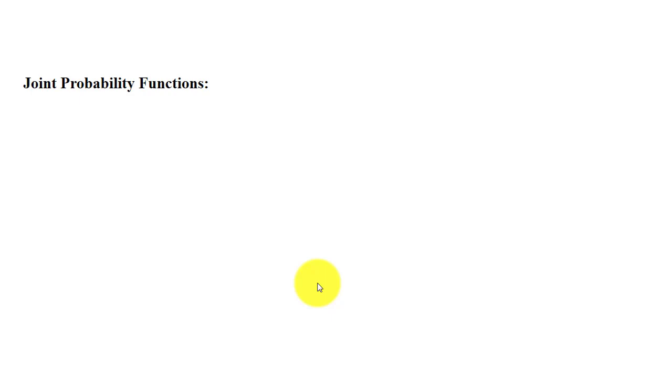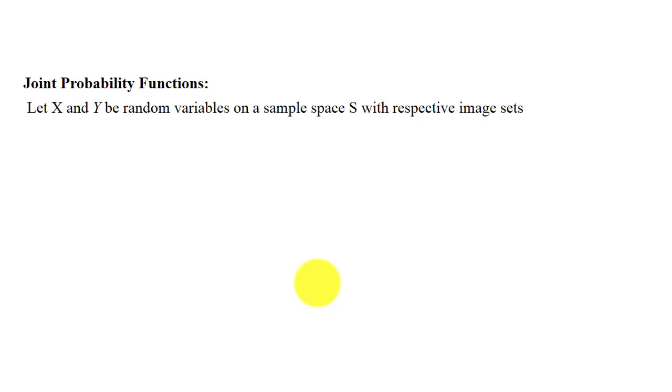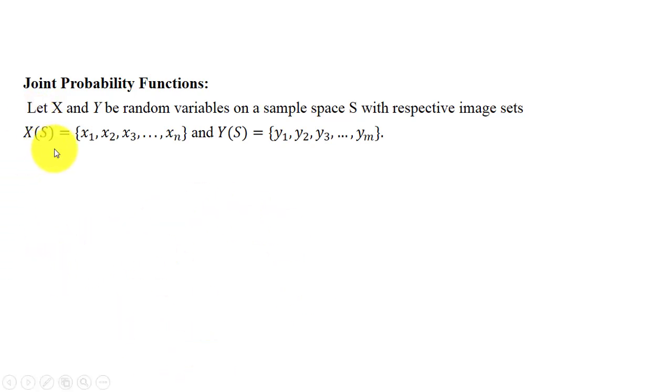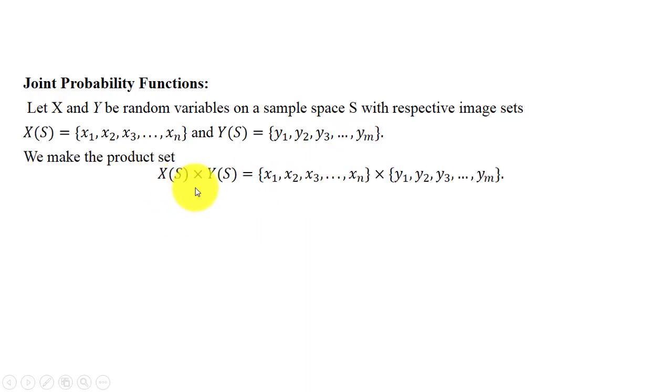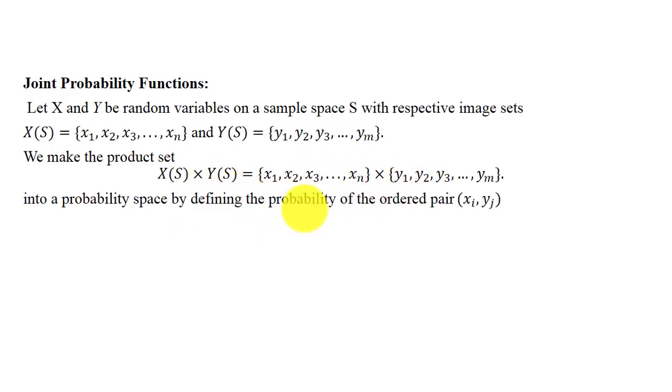Then we'll discuss what the joint probability function is. Let x and y be random variables defined on the same sample space S with respect to the image sets, where x assumes the values x1, x2, x3 and so on xn, and y assumes the values y1, y2, y3 and so on ym. If you take the cross product x cross y, the cross product contains mn elements.